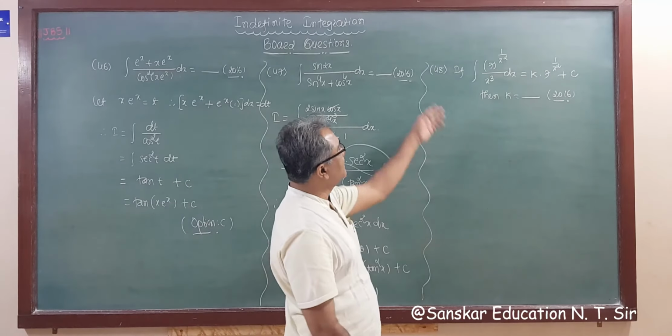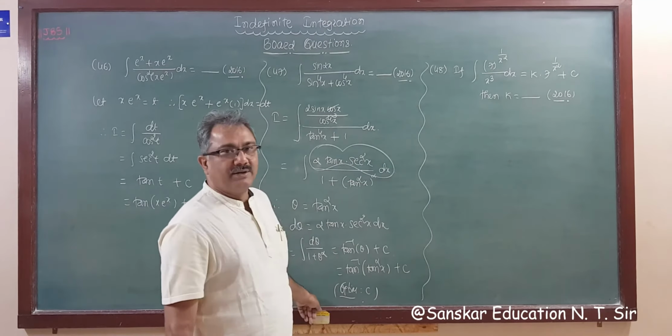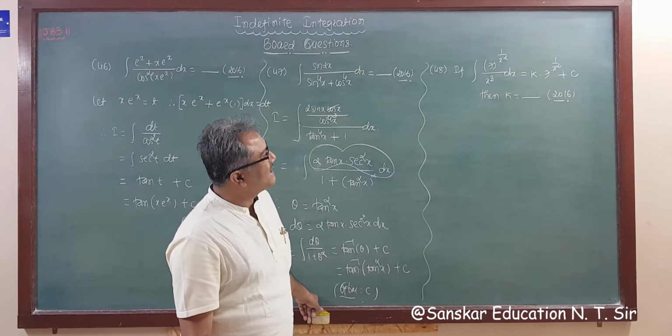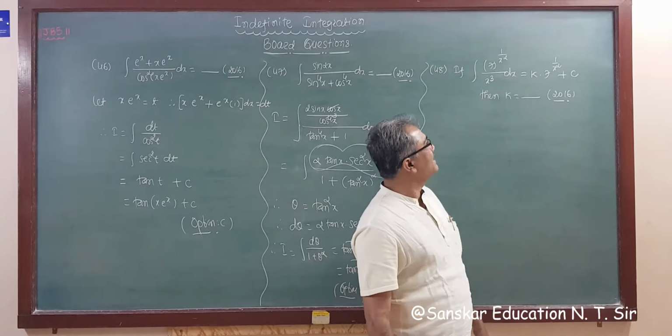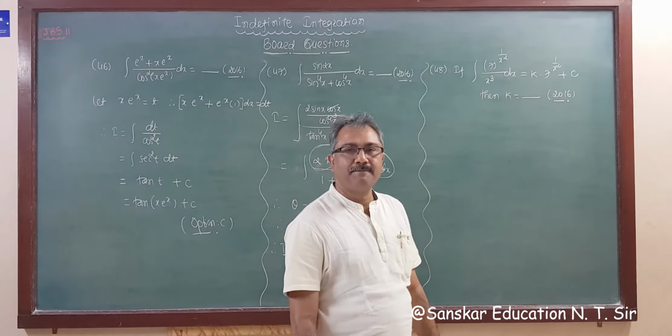Right? Now this is question number 48. 7 raised to 1 upon x square upon x cube dx is equal to k into 7 raised to 1 upon x square plus c. Then we have to find out k. कैसे करेंगे?